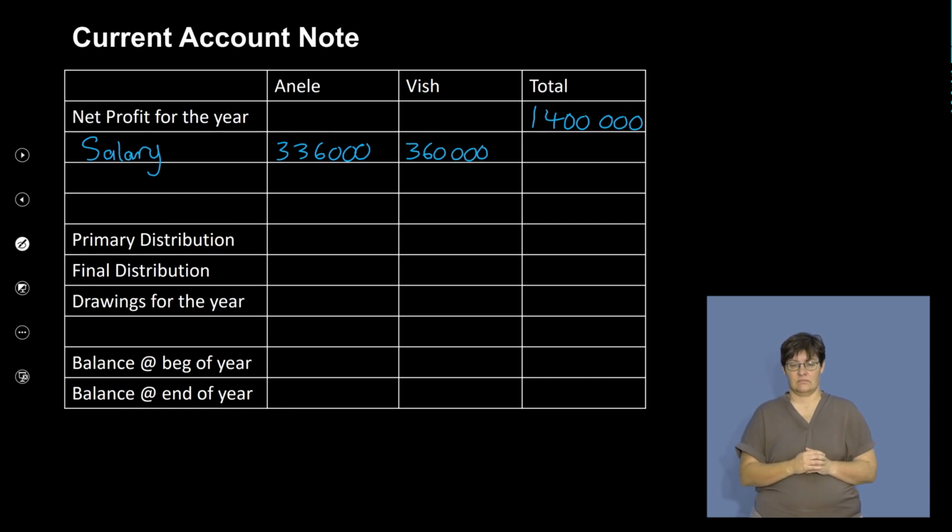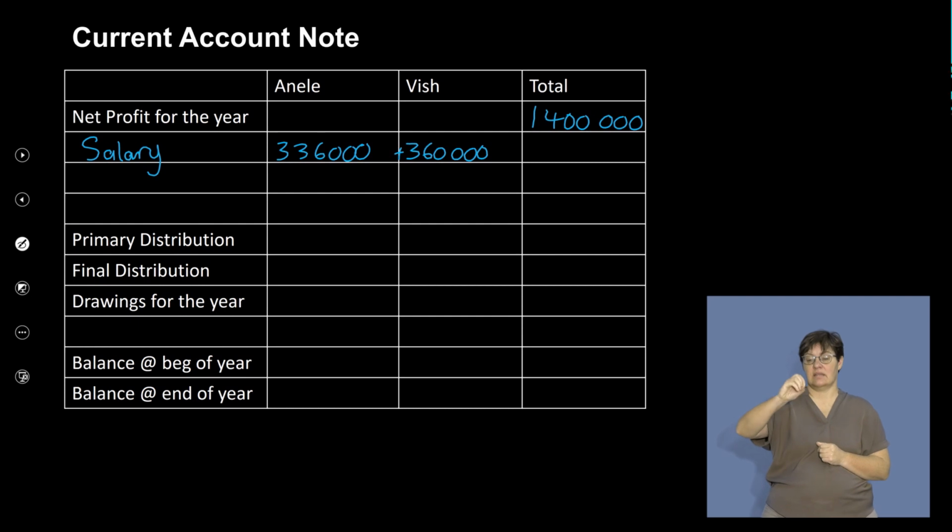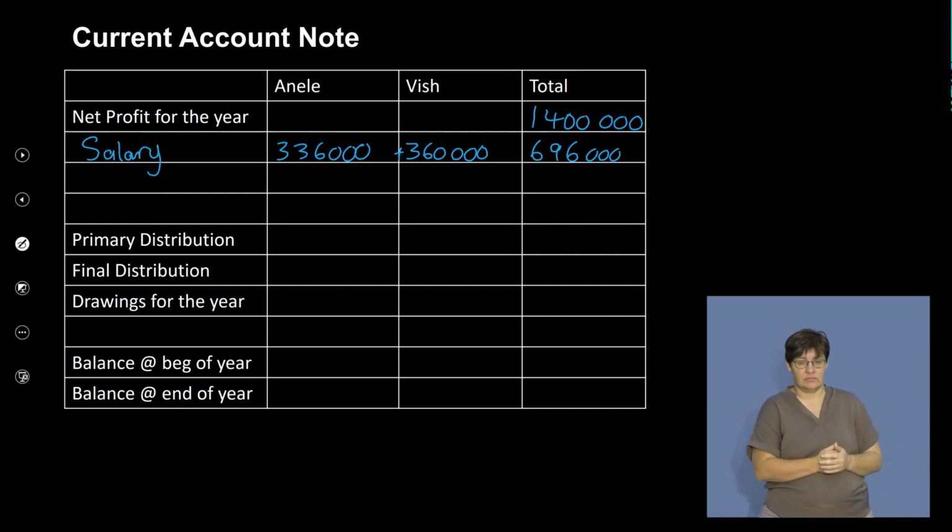Right, if I look at the total salary allocated thus far, I'm now simply adding these two amounts to get my total. So I'm going to get the calculator out. 360,000 plus 336,000, and that gives us 696,000. So 696,000. Right, salary sorted. Let's move on to interest on capital.